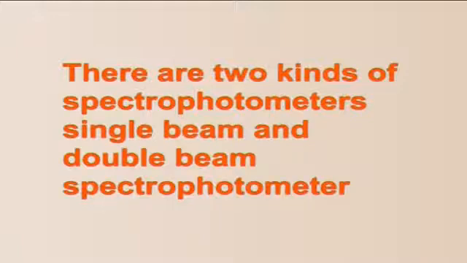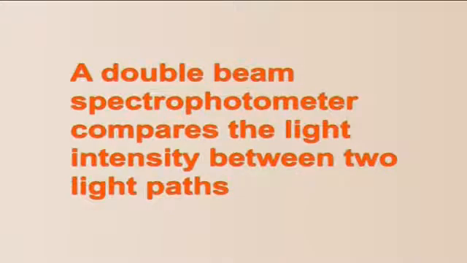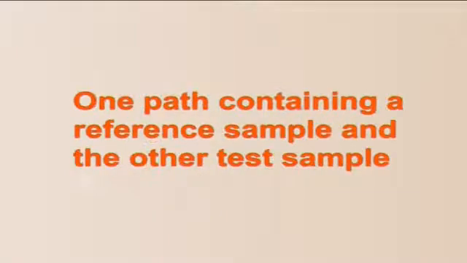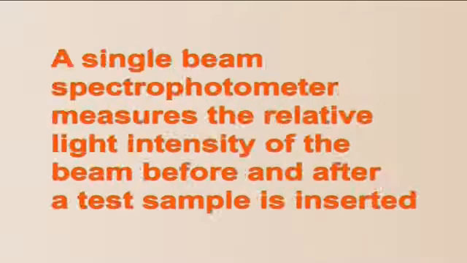There are two kinds of spectrophotometers, single beam and double beam. A double beam spectrophotometer compares the light intensity between two light paths, one path containing a reference sample and the other the test sample. A single beam spectrophotometer measures the relative light intensity of the beam before and after a test sample is inserted. A double beam machine makes a comparison reading easier and more stable, but a single beam machine can measure a wider range of light frequencies, has a simple optical system and is more compact.